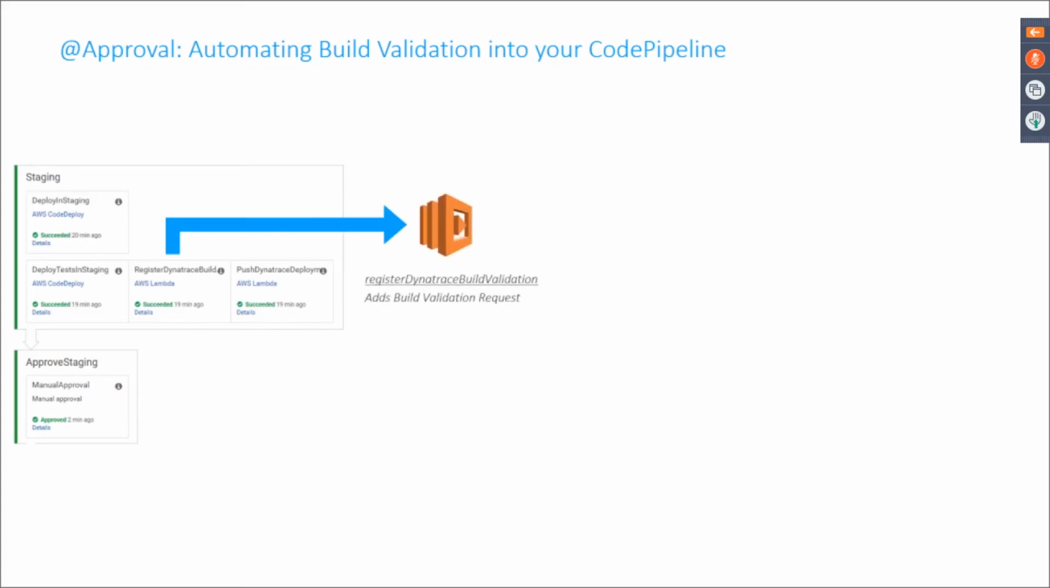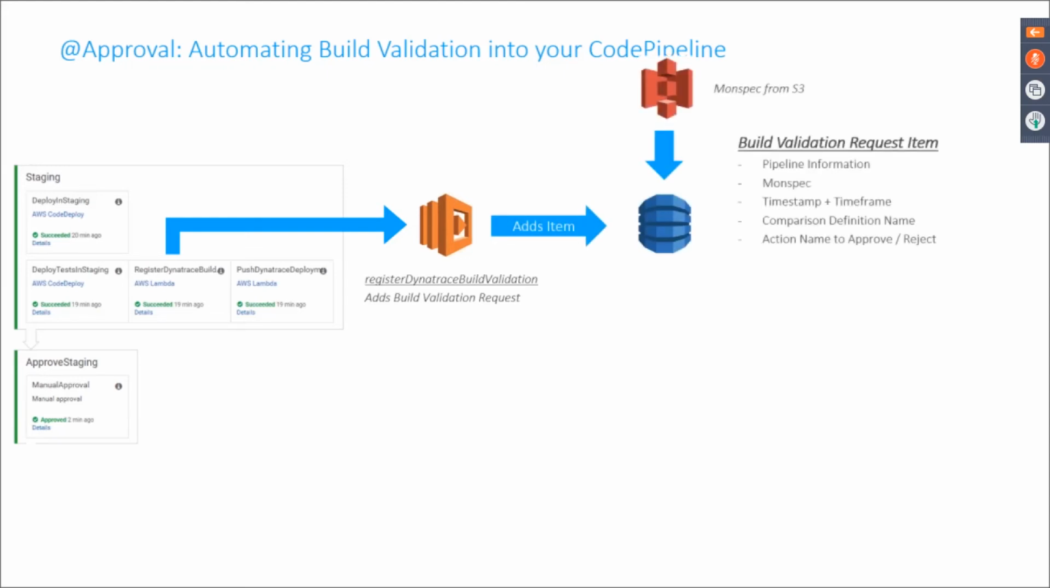I borrowed the idea, the way I implemented it, from a session I saw at AWS re:Invent last year. The Lambda function I'm calling here is called register Dynatrace build validation. What it does is put an item into a database that says, hey, I have somebody, this pipeline wants me to validate this time frame. Here's the monspec file, here's the comparison definition name that they want me to compare, and in case you do the comparison, then please reject or approve the action.